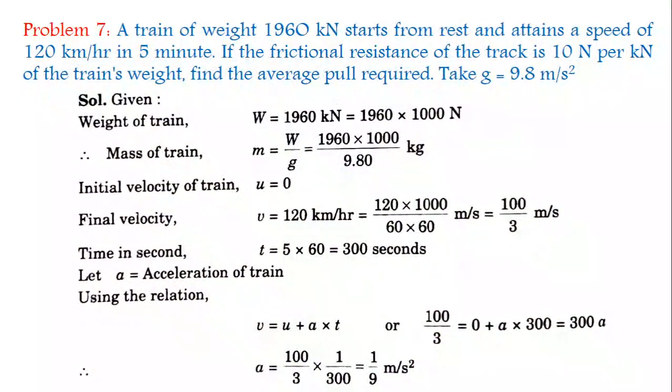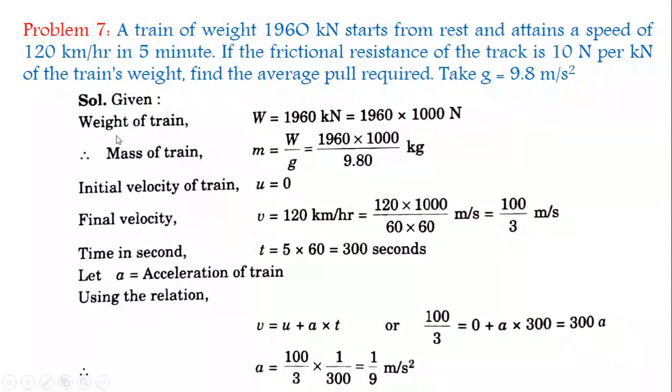If the frictional resistance of the track is 10 Newton per kilonewton of the train weight, find the average pull required to move the train. What is the force required to move the train? You have to find the force, and take gravity g equal to 9.8 meter per second square.